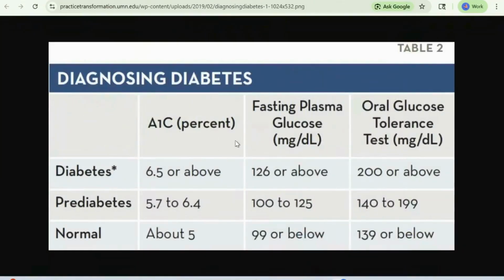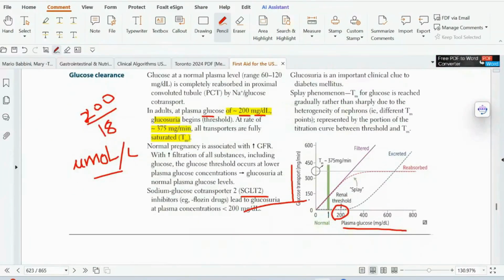Again, this is milligrams per deciliter. As I said, 200 or above. We just saw it, glucosuria begins at 200. And if you need to convert it to millimoles, because sometimes it's confusing, you just divide it by 18. All right, so we understood this.